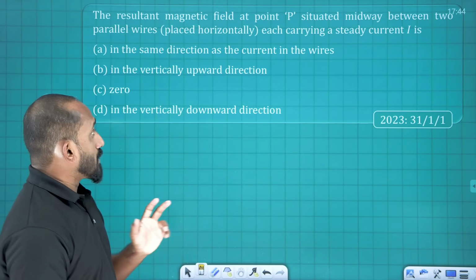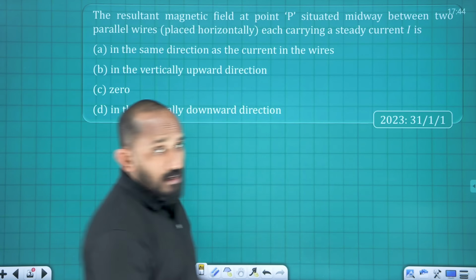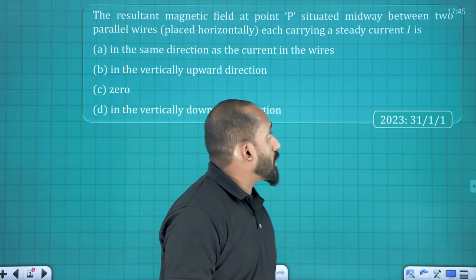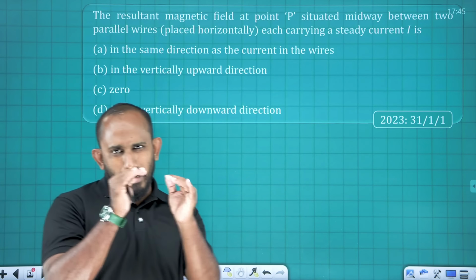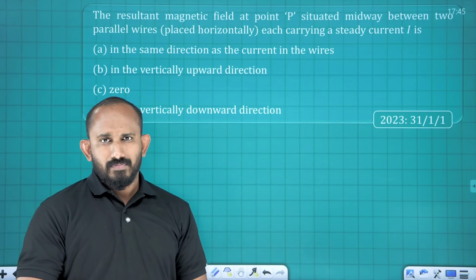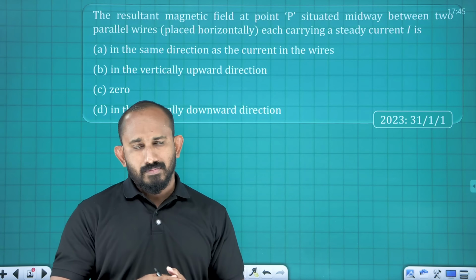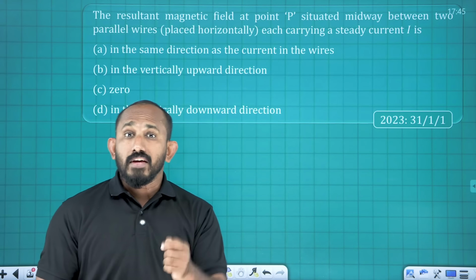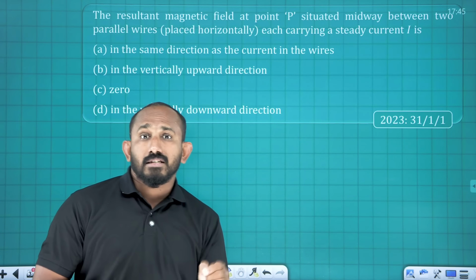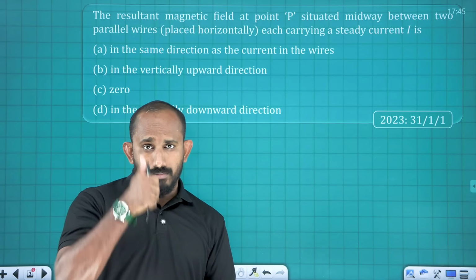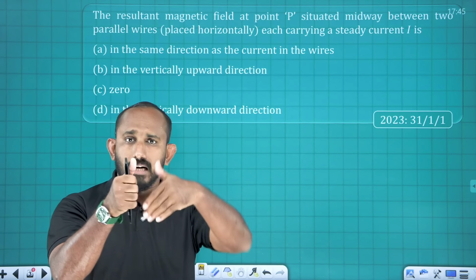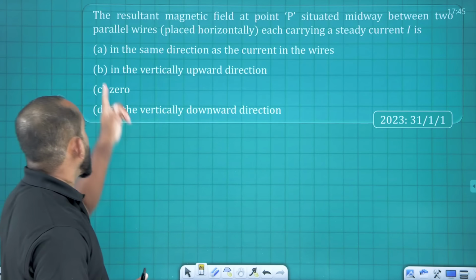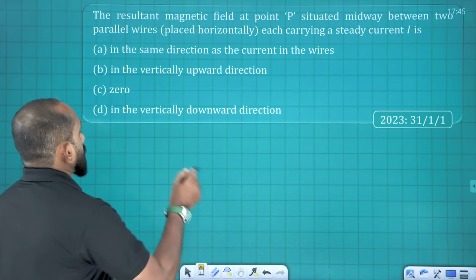The resultant magnetic field at point P situated midway between 2 parallel wires placed horizontally, each carrying a steady current I, is... See, typically a logic question it is. It is regarding magnetic field. We studied that whenever electric current is passing through a conducting wire, around the conducting wire we get magnetic field. And the direction of magnetic field is found by right hand thumb rule. If thumb shows the direction of current, then the curled fingers give the direction of magnetic field.